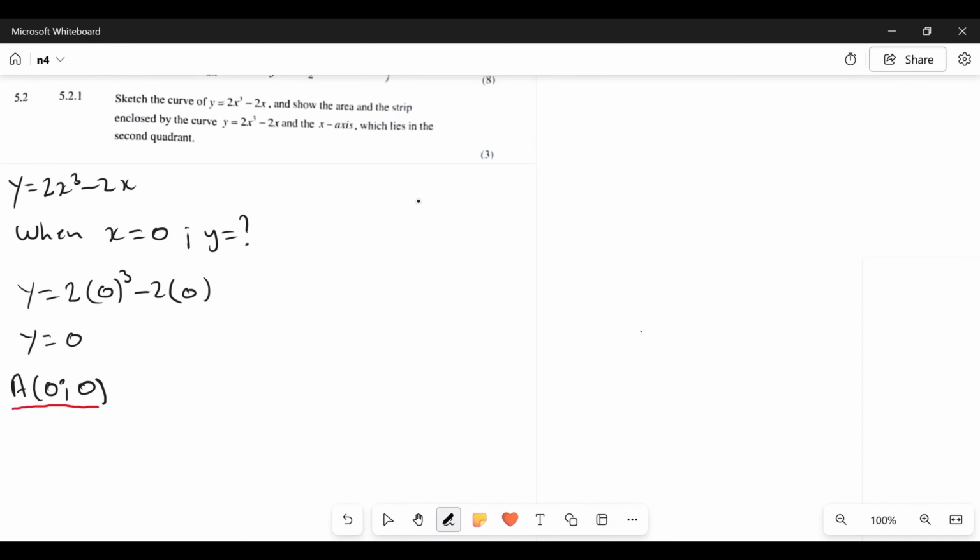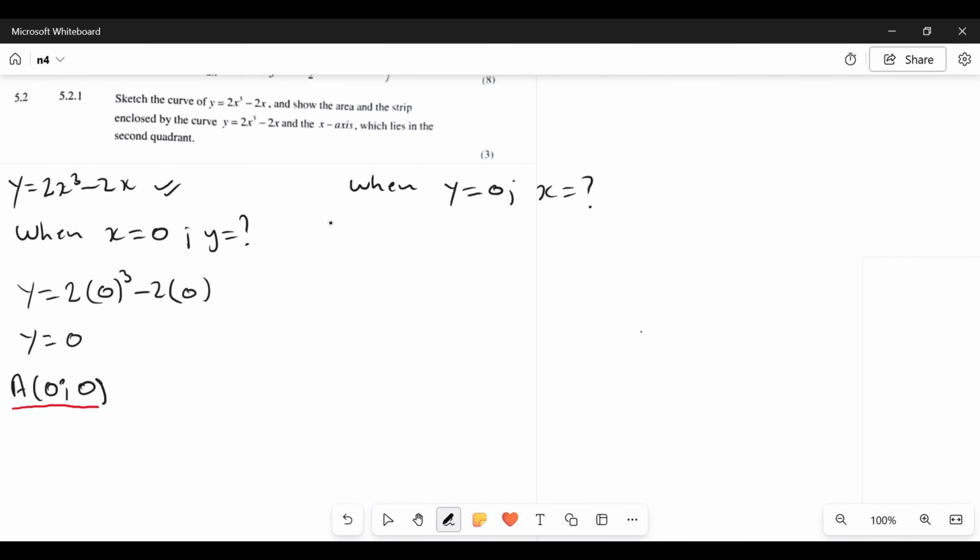Now let's look at other coordinates when our y is 0. So we can say when y is equal to 0, what is our x? We're going to use the very same formula, or the same function, in order for us to get our x values.